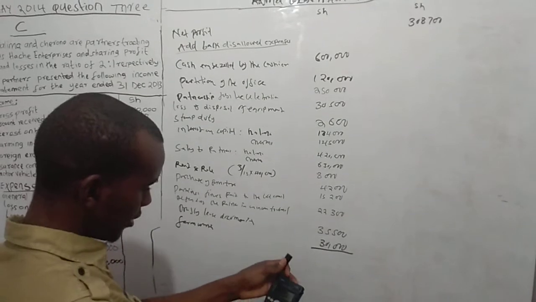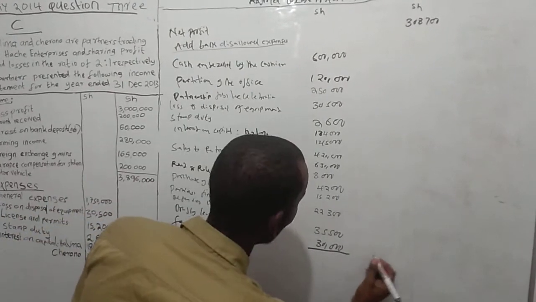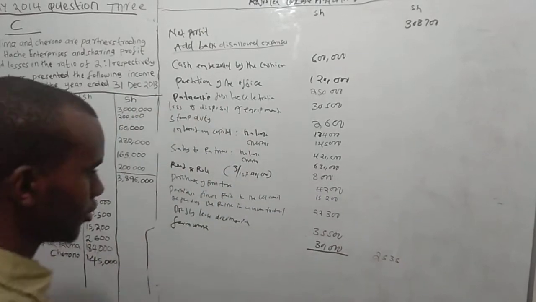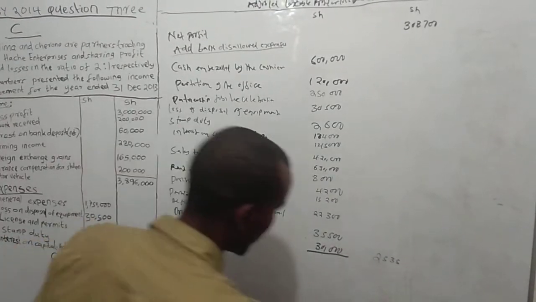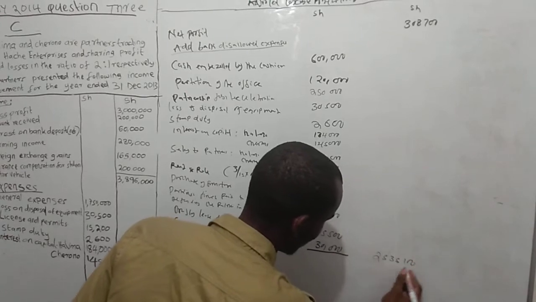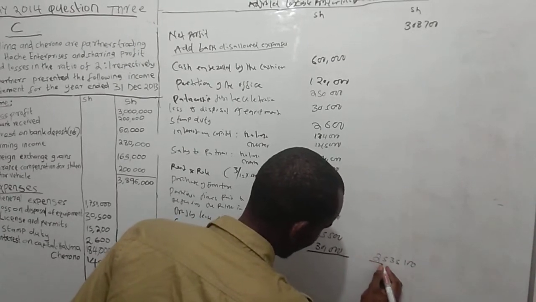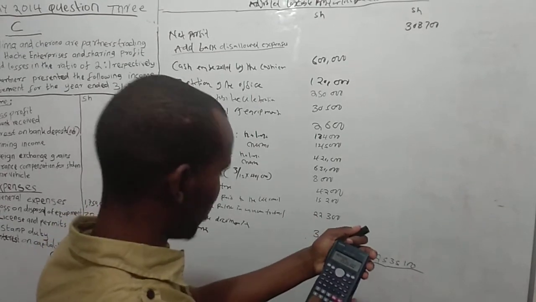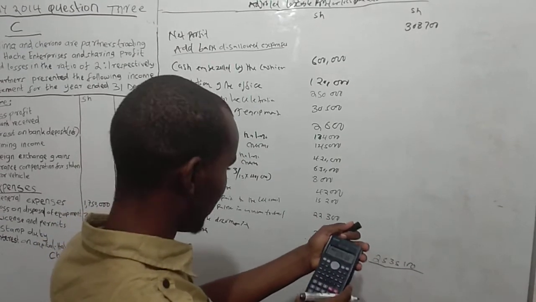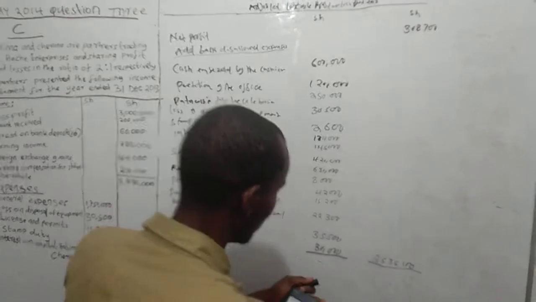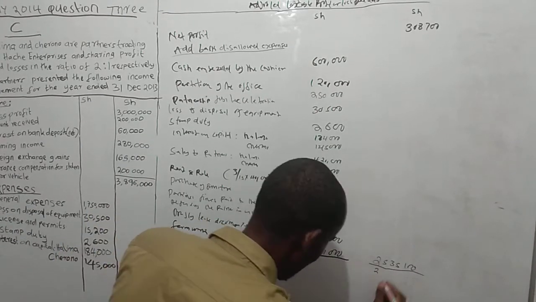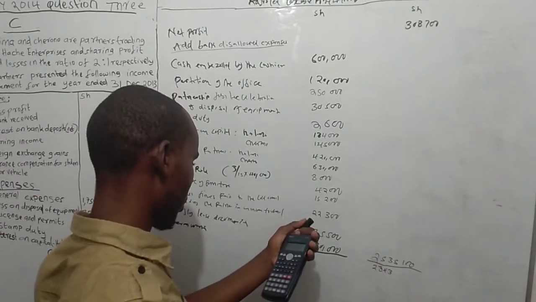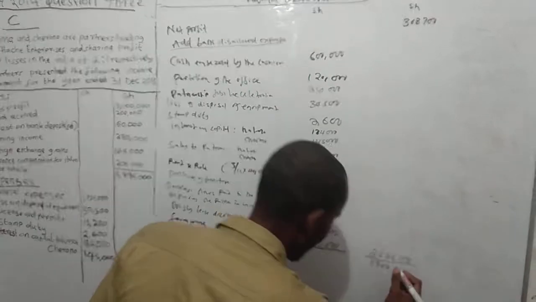I'm getting here 2,535,100. So if I add it back to 30,000 and 308,700, I'm getting 2,843,800.